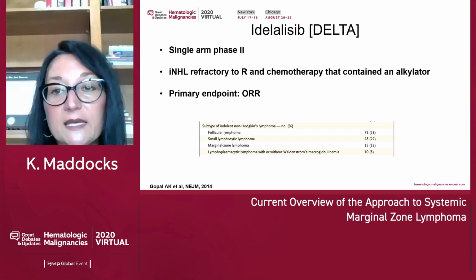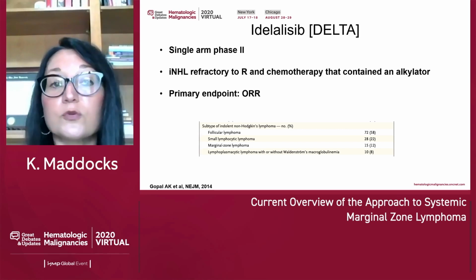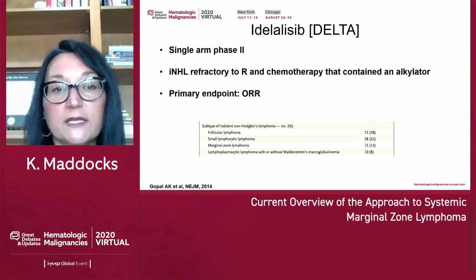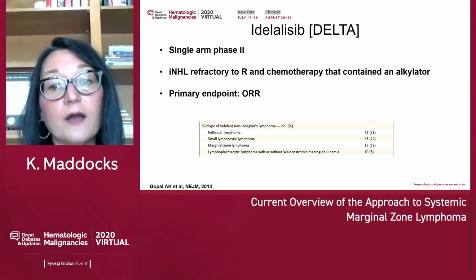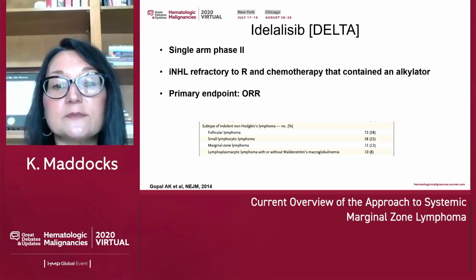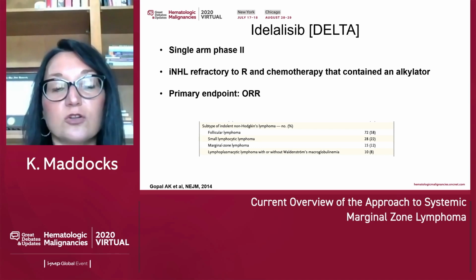The PI3 kinase inhibitors, so these are all approved. There are 3 different agents approved in relapsed follicular lymphoma. All have been studied in indolent lymphoma, and all included patients with marginal zone lymphoma, with about the same 10 to 15% of patients included in these studies being marginal zone lymphoma.